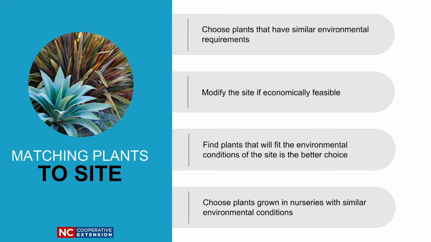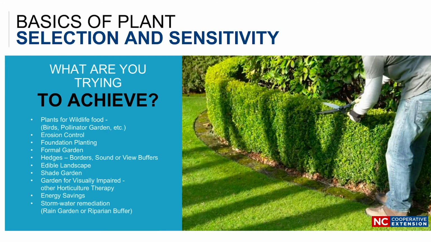When we choose plants grown in nurseries with similar environmental conditions, we typically are going to find plants that perform better in our particular location. So, what are we trying to achieve when we make these choices in plant selection sensitivity? We have various kinds of gardens. Perhaps we're planting for wildlife food, such as a pollinator garden, or we're planting plants for the birds. Perhaps we're planting plants for erosion control, foundation plantings, formal gardens, hedges, borders, or sound or view buffers.